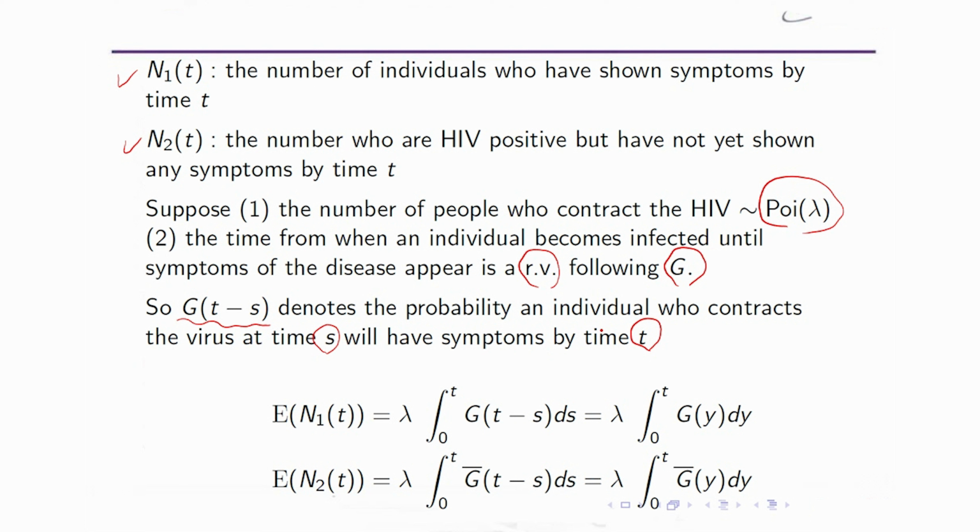So based on the proposition we have learned previously, we know the expectation of N1(T) will be equal to lambda times the integral from 0 to T of G(T minus S) dS. And the expectation of N2(T) will be equal to lambda times the integral from 0 to T of G bar(T minus S) dS, because the patient can either show symptoms or not show symptoms, right? So if this probability is G(T minus S), the probability that the patient will not show symptoms will be 1 minus G(T minus S), which is G bar(T minus S).